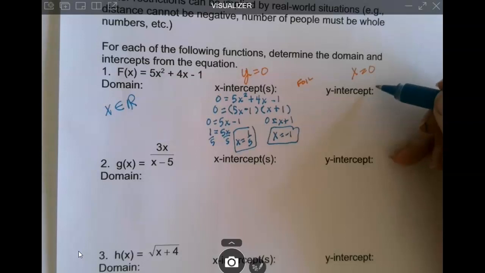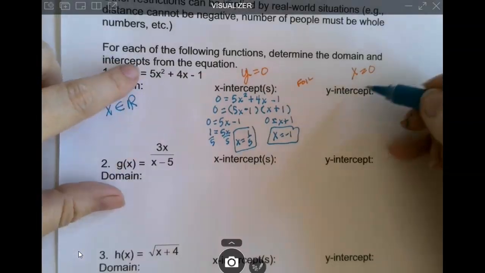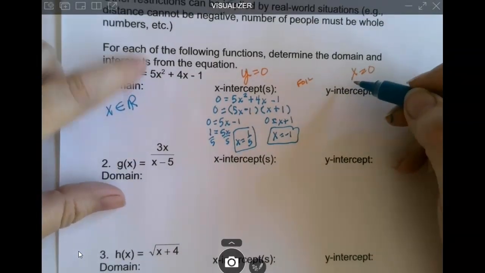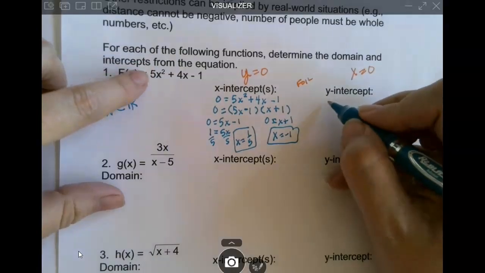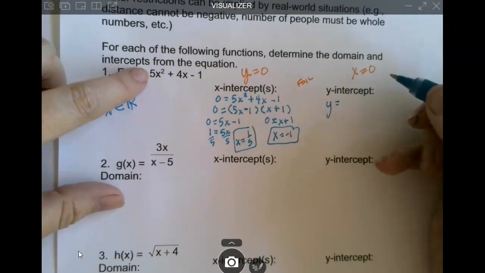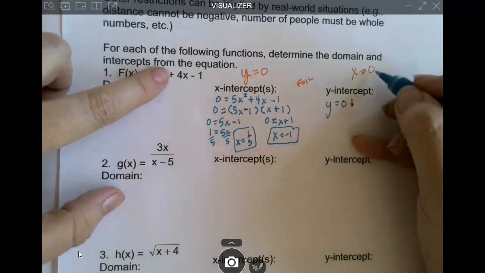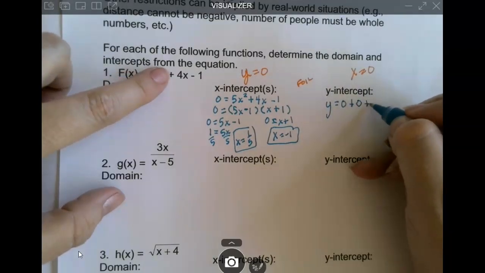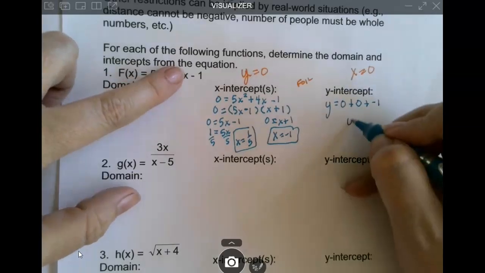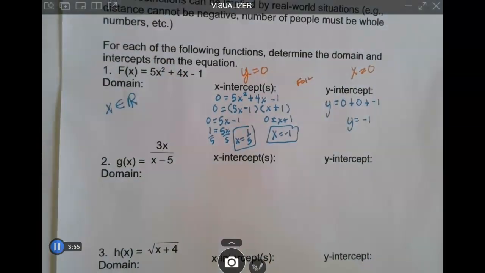To get my y-intercept, this one is even easier. I just plug in a 0 for the x every time it appears over here. So I get y equals 5 times 0 is 0, 4 times 0 is 0, minus 1. So I just get y is -1.